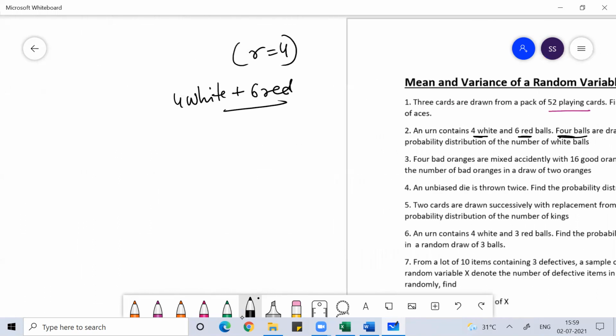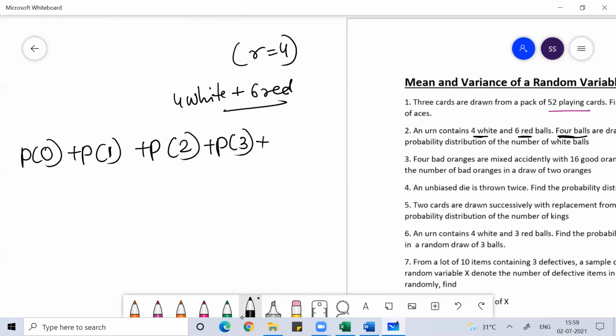So the number of white balls, you're drawing 4 balls. So the probability distribution will be P0 plus P1 plus P2 plus P3 plus P4, that will be equal to 1. I hope you have understood this.